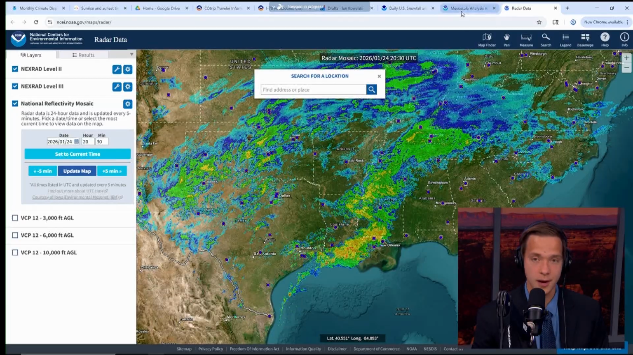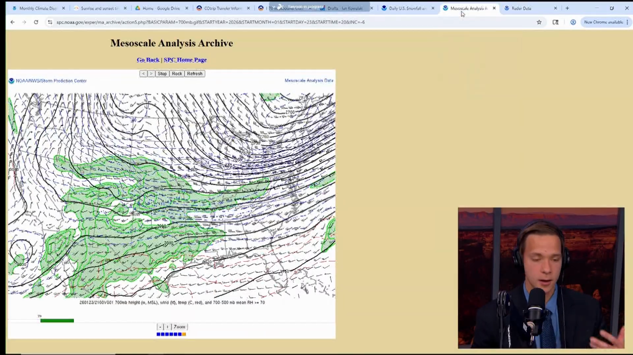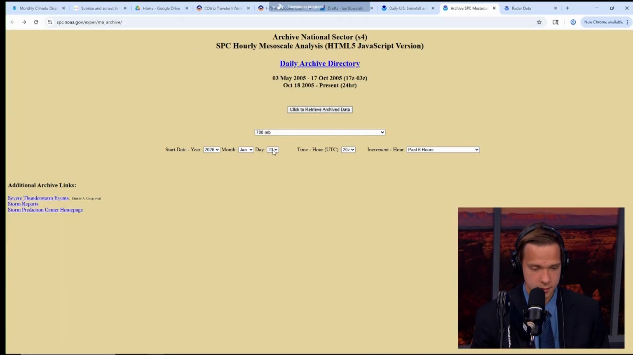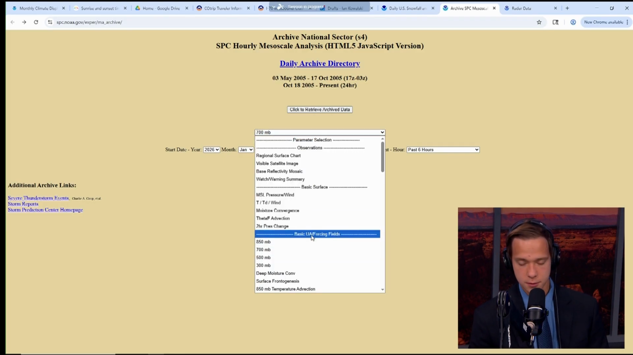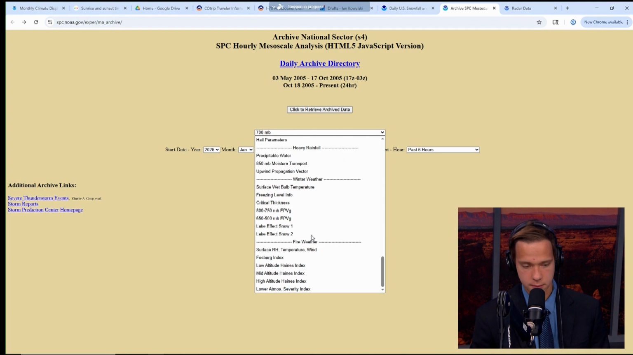What does it look like with our actual system? Why are you seeing all that moisture? It's because it hit the Pacific. Let's take a look at this. This is going to be the 24th right here. And we're going to look at a different chart. This chart we are going to look at is right here. I'm going to scroll a little bit further down. All right. Here's our freezing level info and our critical thickness. All right. There's a lot to talk about here.